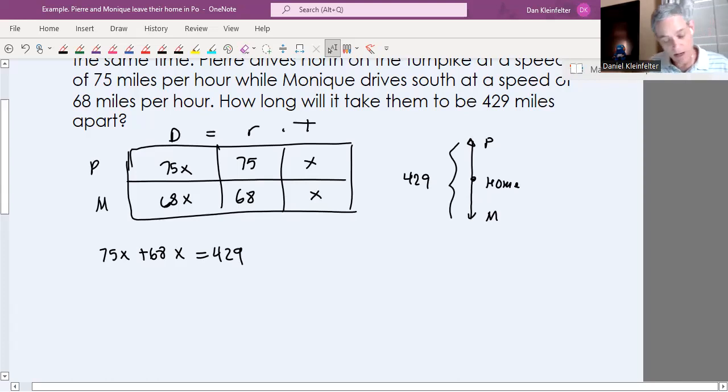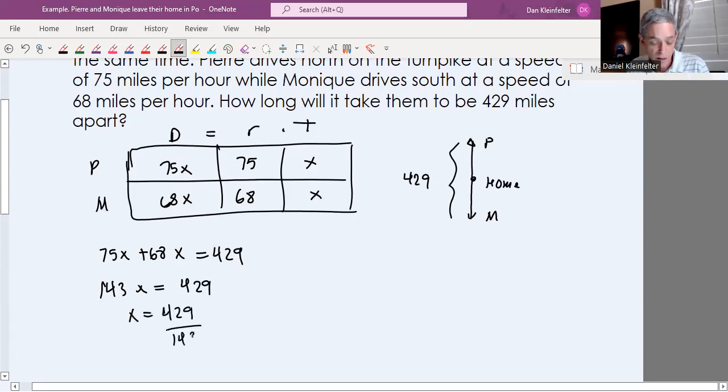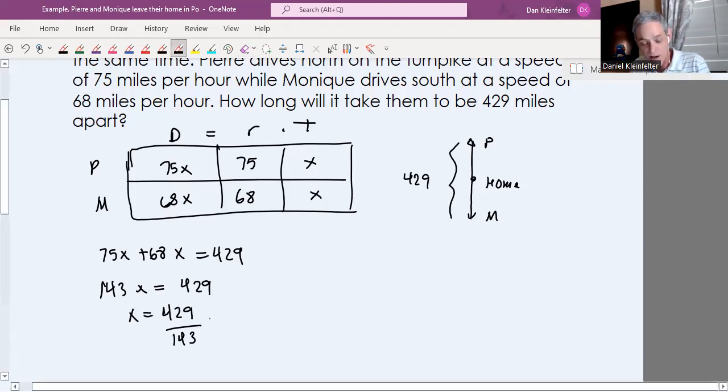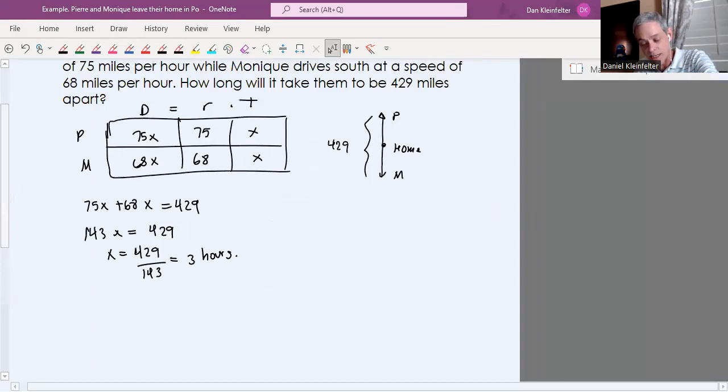And so that works out to be 143x. And then let's divide through by the 143. Okay, and that's not going to come out even, and that's okay. So actually it does. I'm kind of surprised there. It totally looked like it was not going to divide, but it ends up being 3. Okay, so they drive for 3 hours. All right, and that will do it. Okay, on to our next example.